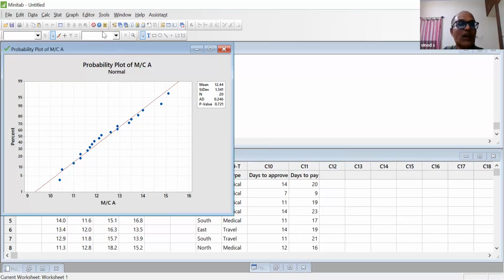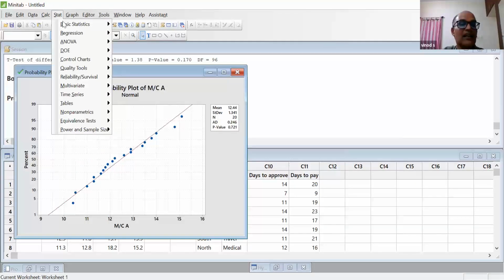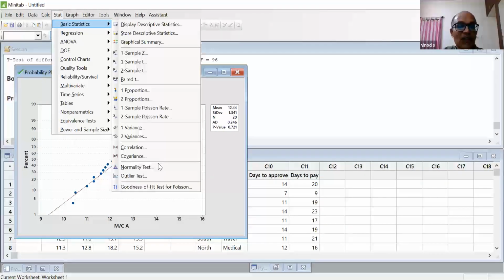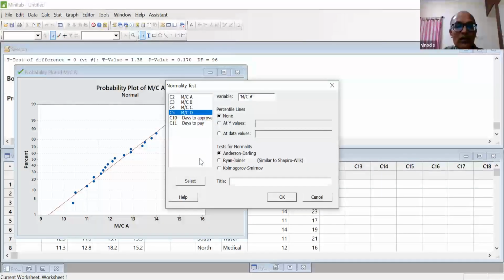Now we have to do it for all the machines. Stat, basic statistics, normality test. Any one machine, any more machine, D will do. We'll do D also. Okay. So what is the p value?